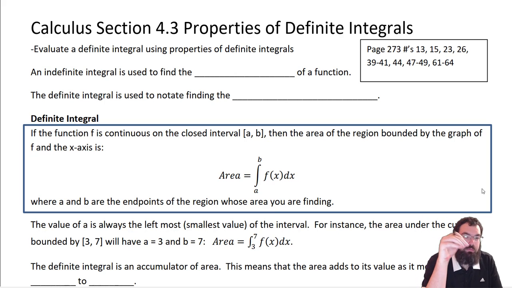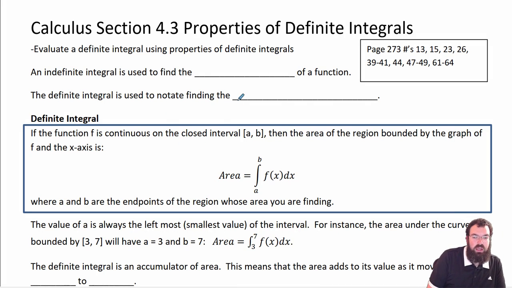Anyway, we're going to be finishing up 4.3 in this section. It's called Properties of Definite Integrals. You'll notice that I kind of did a definite integral in the last video where I found the integral of x squared plus 1 from 0 to 2, whatever that value was, like 4.6 repeated or something like that. A definite integral is basically used to notate finding the area underneath a curve. Okay, so finding the area underneath a curve.